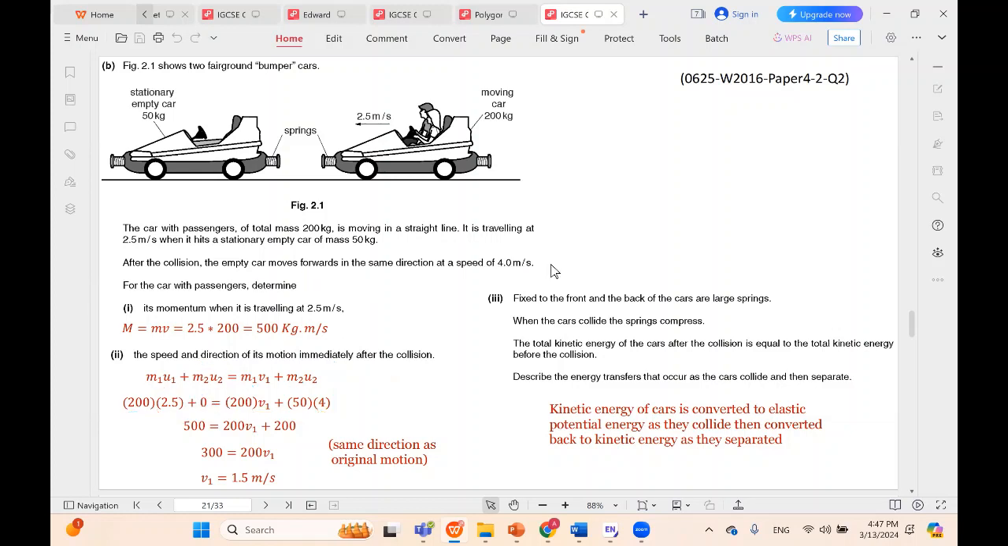Now we make our appropriate calculations. 200 times 2.5 is 500. And on the right-hand side, we have 200 V1 plus 200. And we can calculate V1. It turns out to be 1.5 meters per second. And of course, since it's positive, we have to write that it is the same as the original direction of motion.